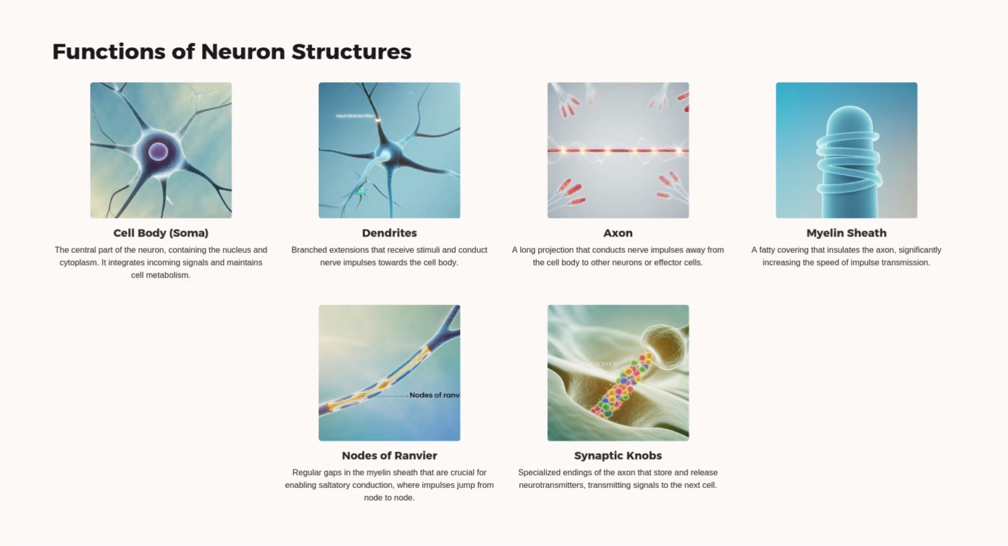Myelin sheath. A fatty covering that insulates the axon, significantly increasing the speed of impulse transmission. Nodes of Ranvier. Regular gaps in the myelin sheath that are crucial for enabling saltatory conduction, where impulses jump from node to node. Synaptic knobs. Specialized endings of the axon that store and release neurotransmitters, transmitting signals to the next cell.